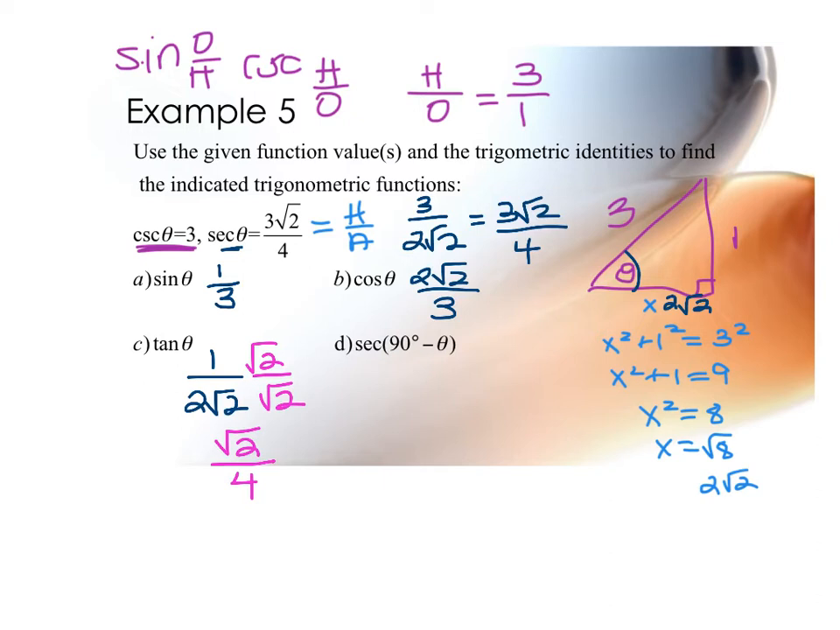And then the secant of 90 minus theta, here's our cofunction. So what matches secant in cofunction? Cosecant. And the complement to 90 minus theta would be what? Just theta, right? So the cosecant is 3. That's the one they started with. So if you didn't know what you were doing, you can get two of these answers because it gives you cosecant and secant. Yeah, you can flip them.